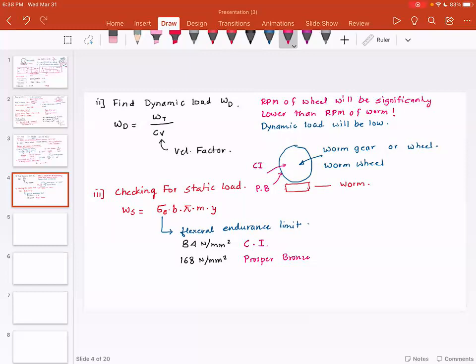equal to 168. And I just need to clarify once again that this flexural endurance limit is inside the material. So this is the property of the core material. It's not the property of the surface. So depending upon what material you choose and what type of heat treatment you do, not the surface heat treatment but the complete heat treatment, this endurance limit is different.